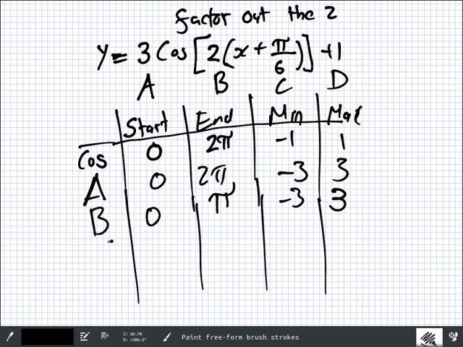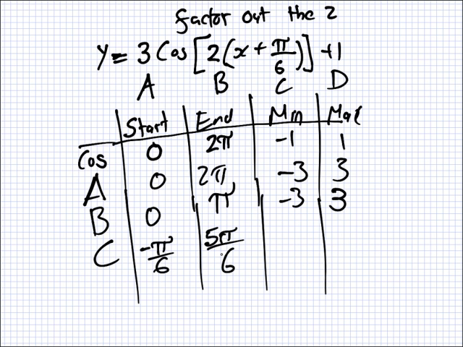Right, C, what changes here? The start and the end. Yeah, so what do you get now? You get pi over 6 and 5 pi over 6. You move everything leftwards pi over 6 units. Yeah, and these stay the same.